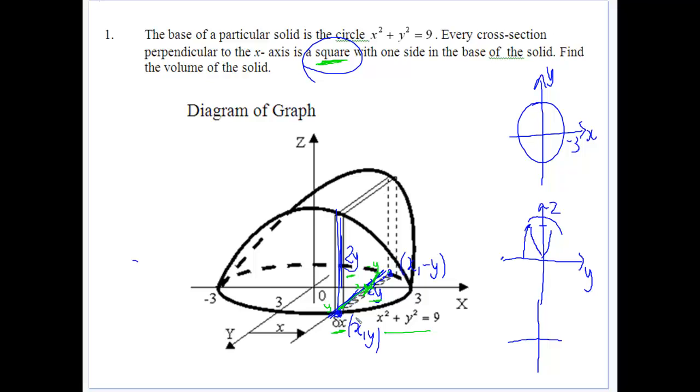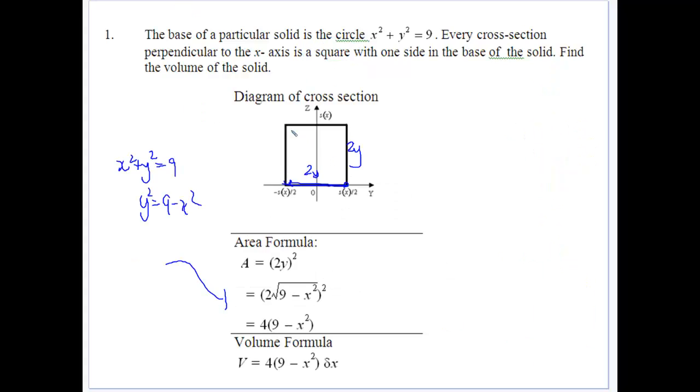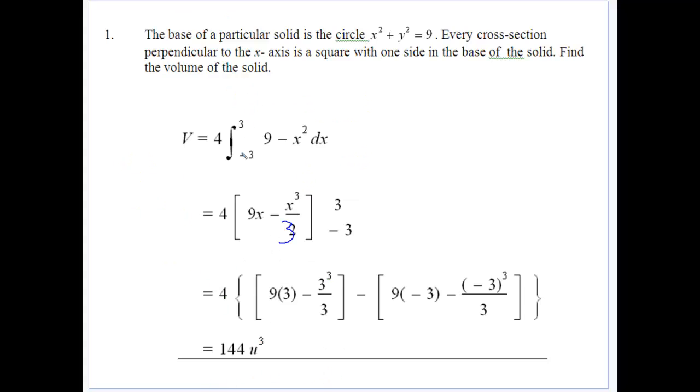We've got our relationship between x and y as x squared plus y squared equals 9. There's our diagram of our cross section. We've got 2y on the base, 2y on the height, so the area formula would be 2y squared, which you could write as 4y squared, and y squared is 9 minus x squared. We want it in terms of x, because our thickness is in terms of x. So that's where we get our volume formula from.